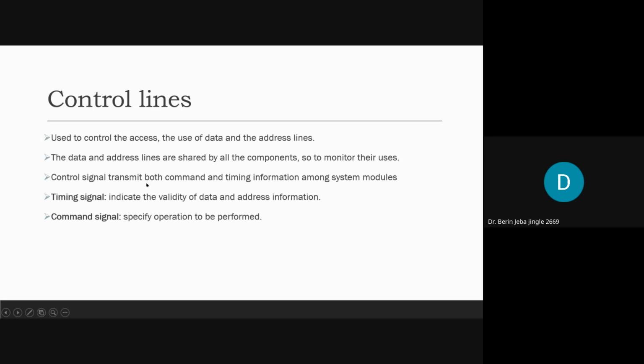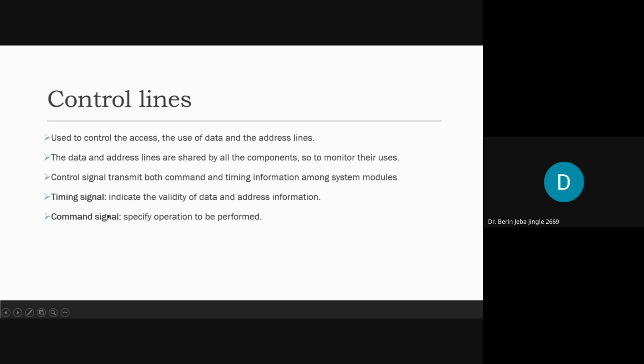Control lines transmit both command and timing information during the transfer. Timing signals indicate the validity of the data and address information, that is, at which time the data and address given are valid. The command signal specifies the operation to be performed.